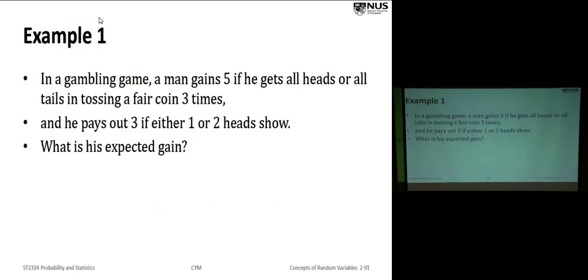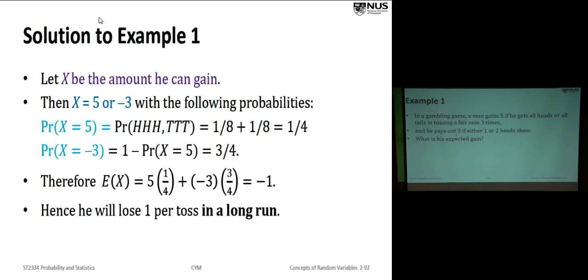Okay, let's have a look at an example. This one's a pretty straightforward example. You have a gambling game, and an individual gains 5 if in three flips of a fair coin, the flips all end up heads or tails. And if you get 1 or 2 heads, this person loses 3. We don't know what 5 or 3 means, but they're units. And we're asked, what is the expected gain? How much money or not can this person make from playing this particular game?